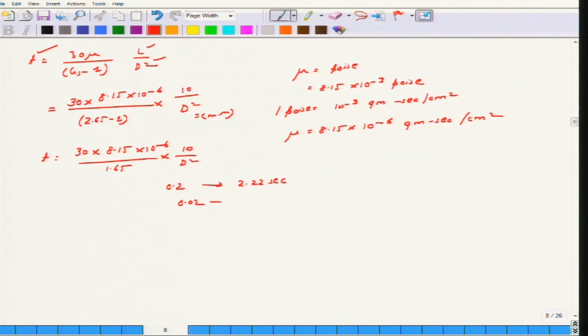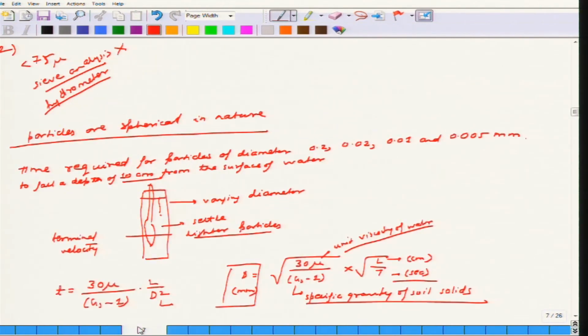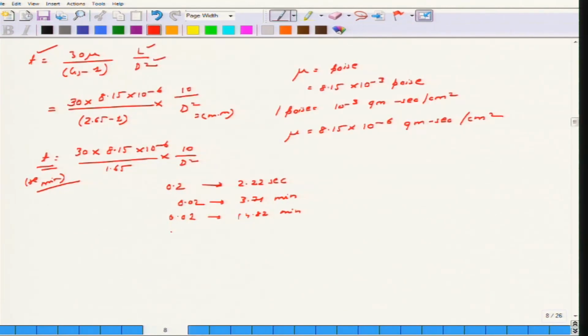For 0.02 it comes out to be 3.71 minutes. Remember, this t is always in minutes. For 0.01 it comes out to be 14.82 minutes, and for 0.005 it comes out to be 59.82 minutes.